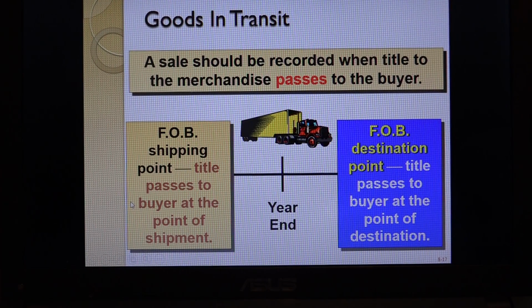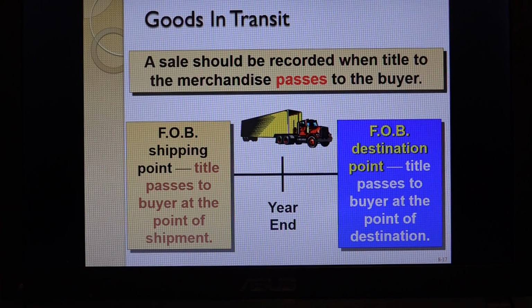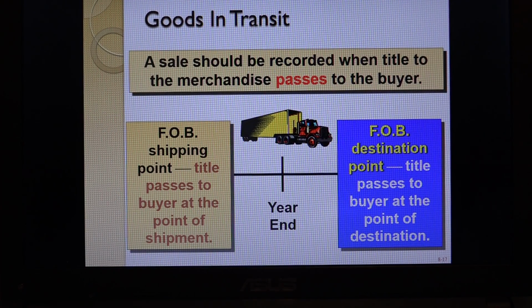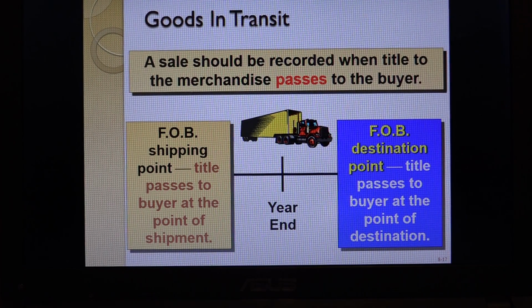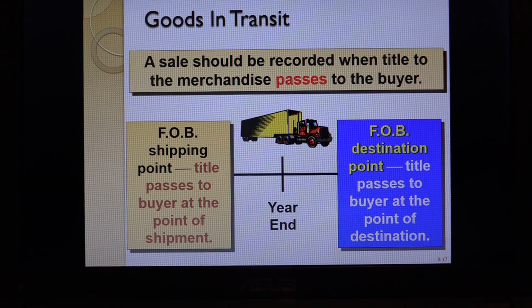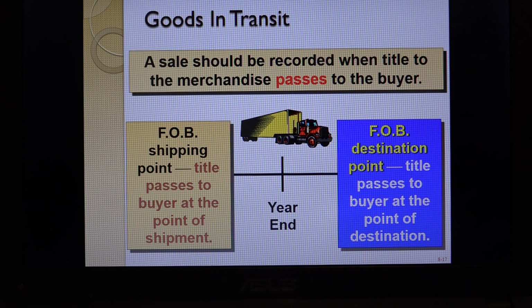Here they're talking about goods in transit. Basically what you have to know here is that when goods pass to the buyer, they hold title. And so depending on how these goods are shipped and what the terms are, determines when title passes to the buyer. If the terms are what we call FOB, free on board shipping point, that means that the title passes to the buyer at the point of shipment. And you know, you got this truck here going this way, right? So they picked up goods back here at the point of shipment, and they're going down the highway to the buyer's destination.